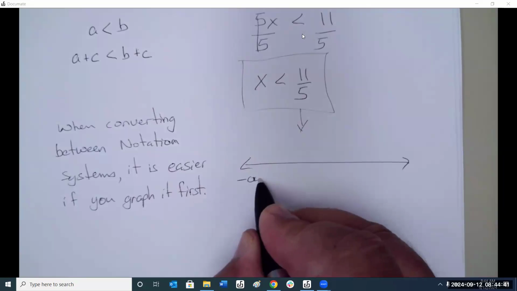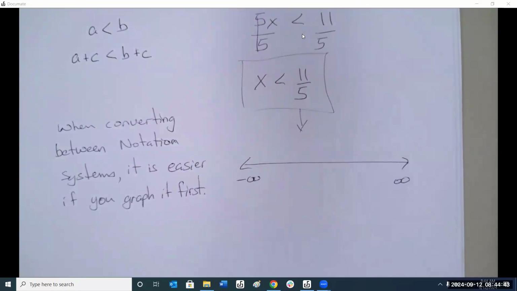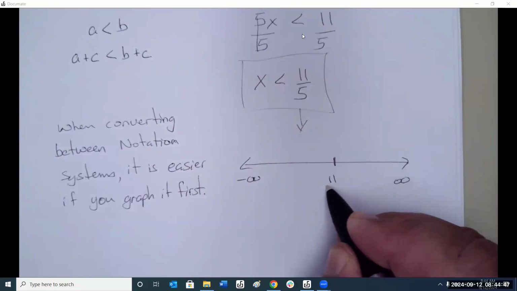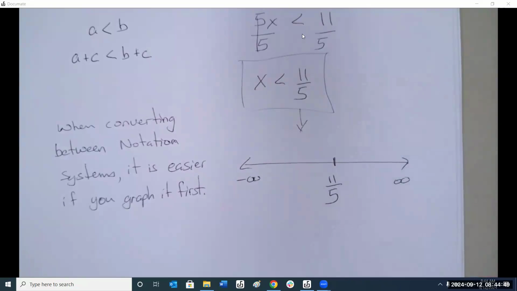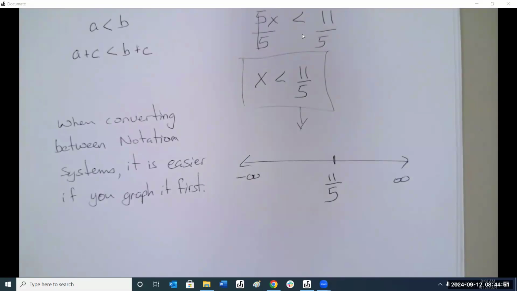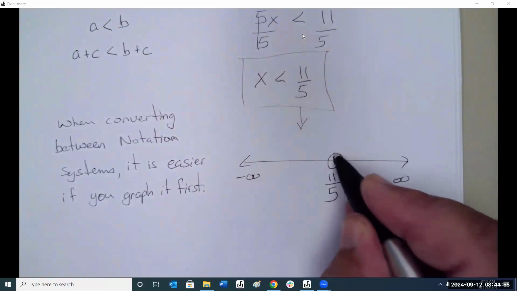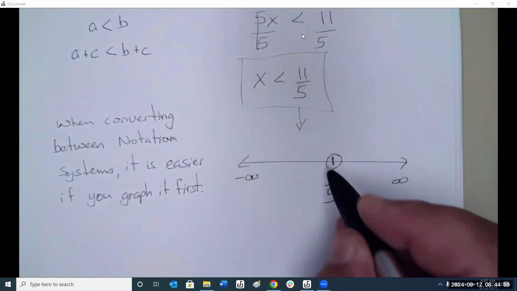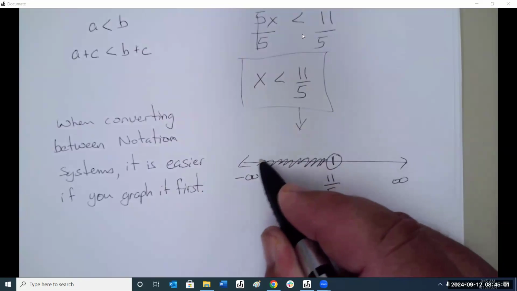I label my negative infinity and my positive infinities. I have only 1 point. That's at 11/5. Is it an open or closed circle? It's open because there's no line. Which direction is shaded, left or right? Because it's pointing to the left. And x is less than.